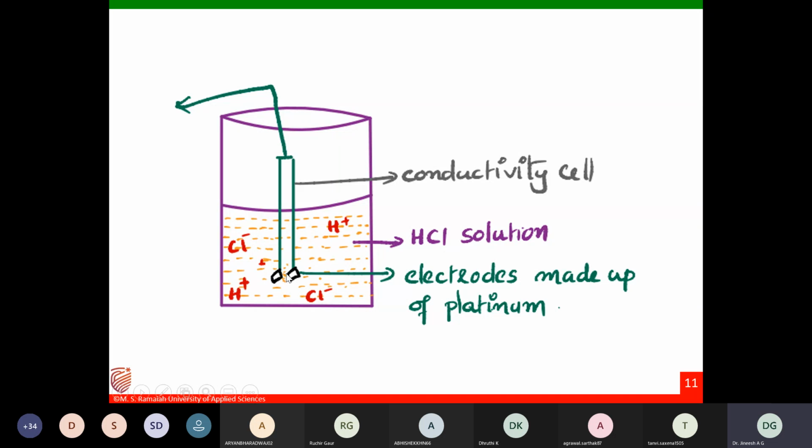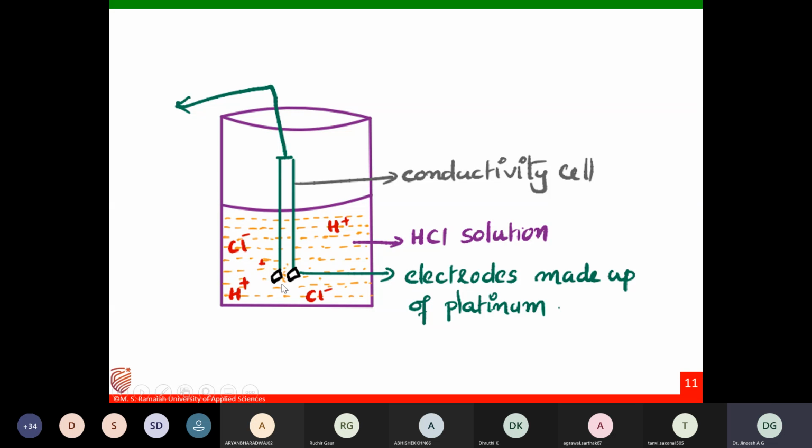Now, what these electrodes do is measure the conductivity of the solution which is in between the electrodes. So these two electrodes will measure the conductivity of the solution trapped between them. Only that solution's conductivity. These electrodes are not measuring the conductivity of the entire solution.